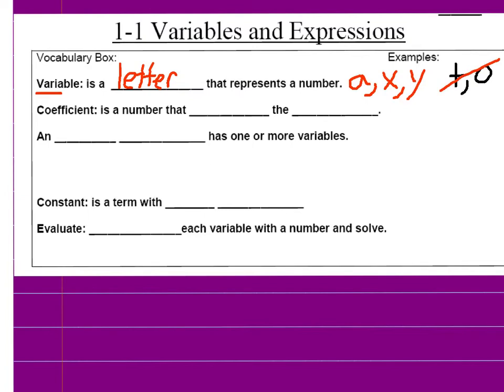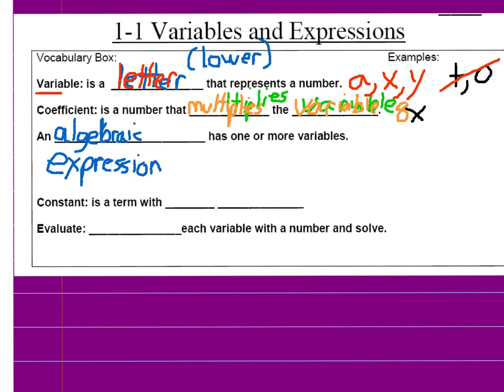Now we move on to coefficient. That is a number that multiplies the variable. So if I had 8x, the 8 would be the coefficient.